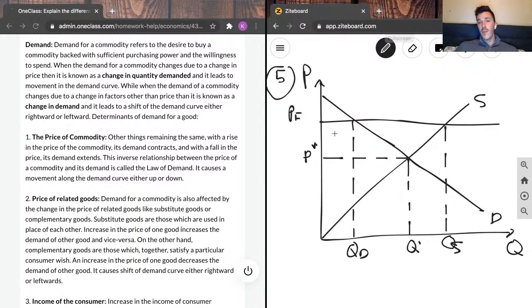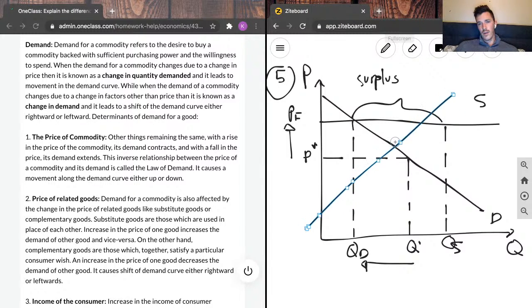So when the government institutes a price floor, it causes the quantity demanded to fall and the quantity supplied to increase. And since supply is greater than demand, we're going to have a surplus. But the important thing to note is that this change in price, raising price from P star to PF, caused our quantity demanded to fall from Q star to QD. And what this looked like was a movement along the demand curve.